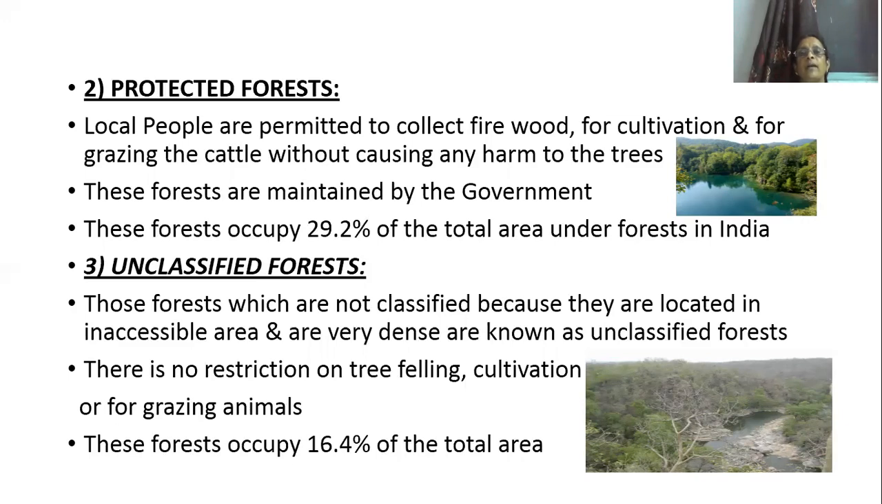Local people are allowed to collect firewood for cultivation and grazing cattle without causing any harm to the trees. Who manages this protected forest? Government. What percentage of the total area is under protected forest? 29.2%. Then the third type of forest is unclassified forest.